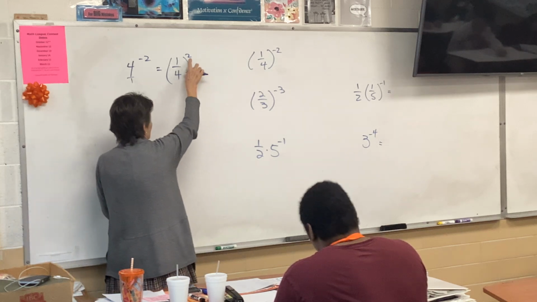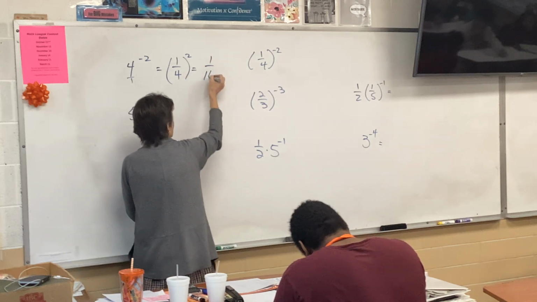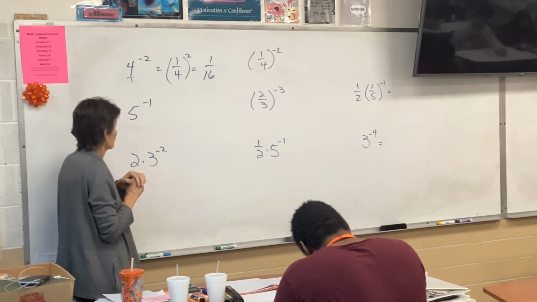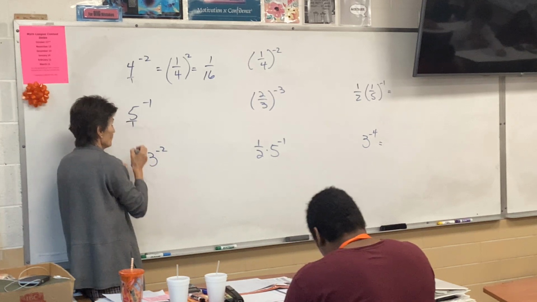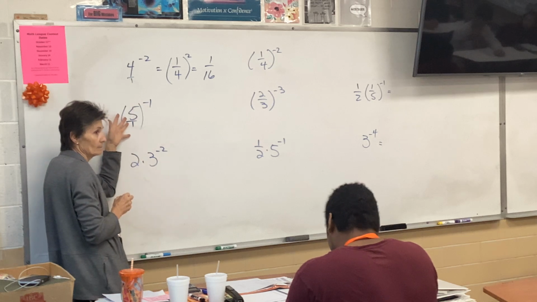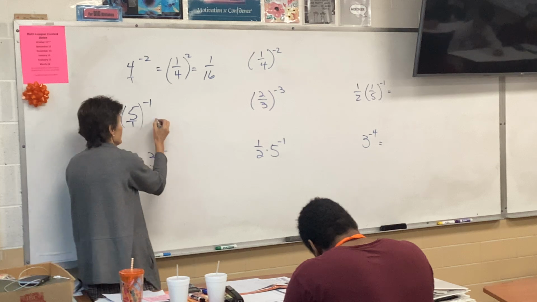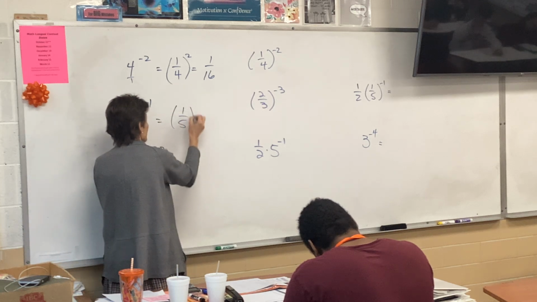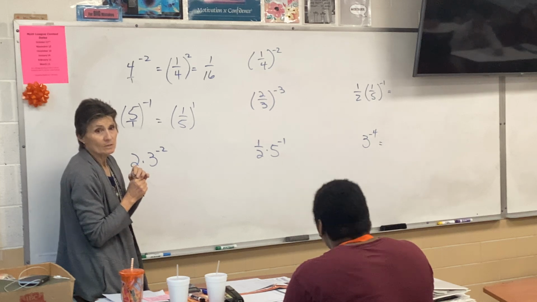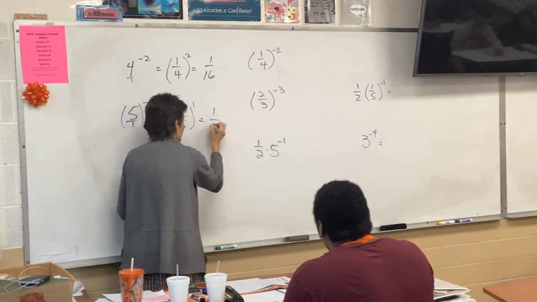So what's 1 to the second? 1. And 4 to the second is 16. So that answer is 1/16. Okay, now, remember, the original number is 5 over 1. So what is that negative going to do? Make it 1 over 5, and then it's going to make the exponent positive. So 1 over 5 to the first is just going to be 1 over 5.